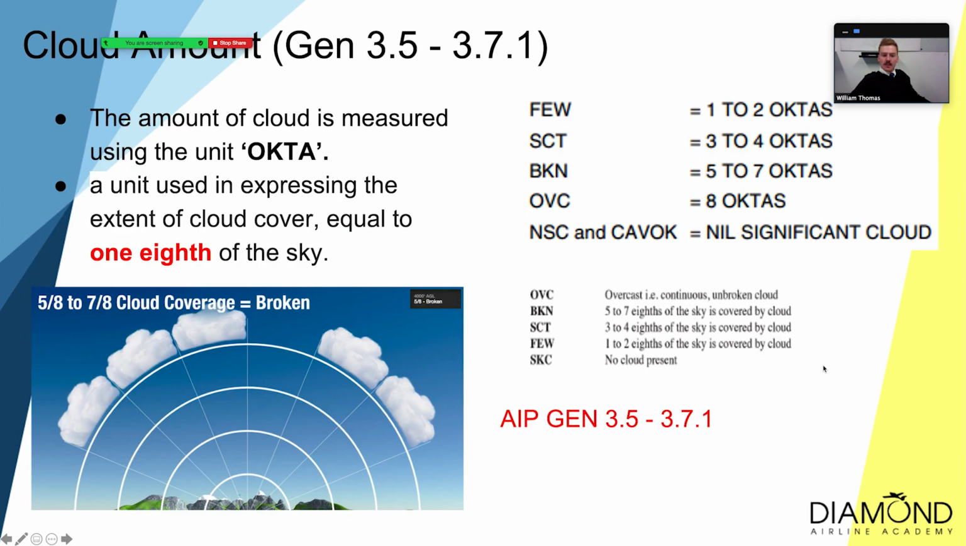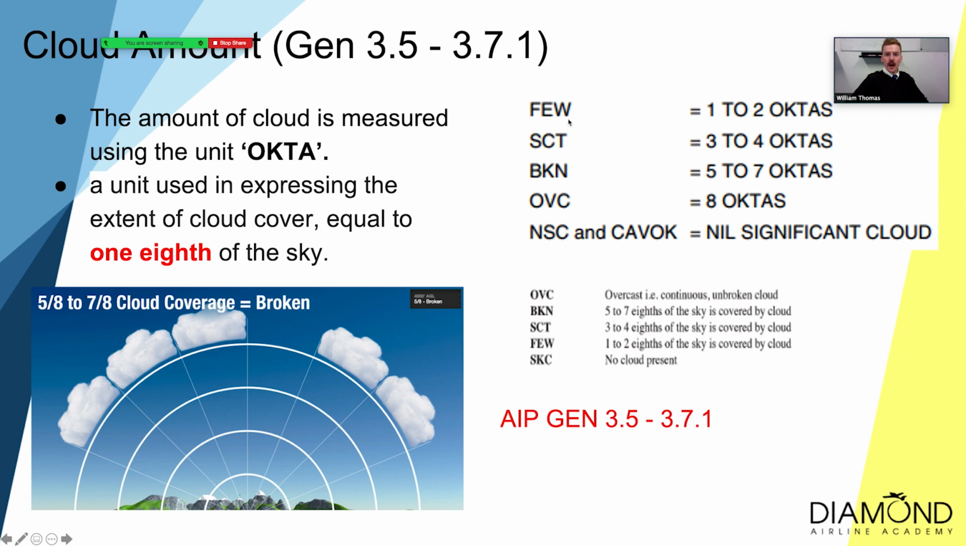All right, the amount of cloud. So how do we determine how much cloud is covering the sky? Well, we use the unit octas. We break the sky down into 8 sectors. Imagine looking up at the sky and breaking it down into 8 pizza pieces. Then we count how many of the 8ths are covered in cloud. Depending on how many, we give that a certain denomination, from few to overcast.